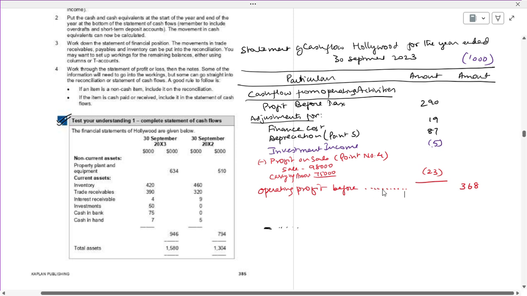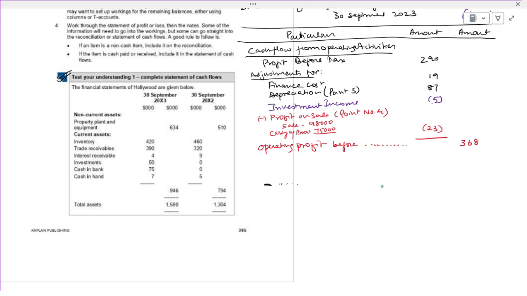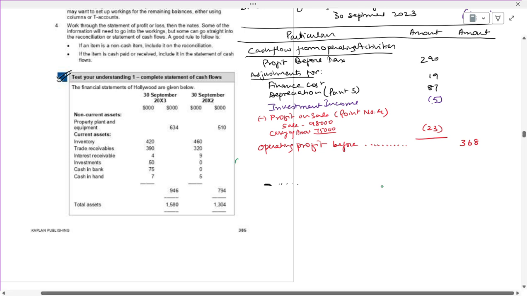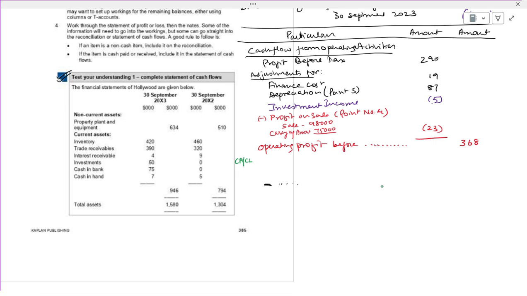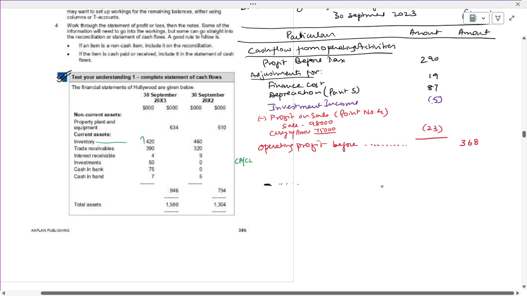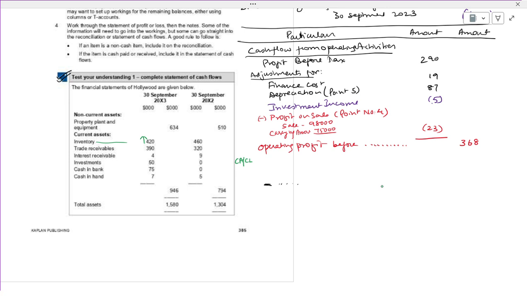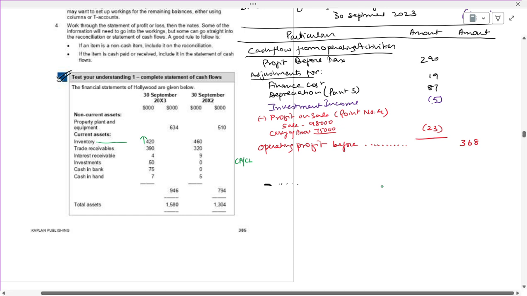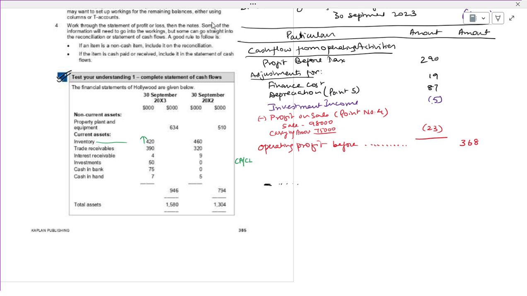Now after that, we have to take current assets and current liabilities. When you are taking them, you can write here only. This is 2002, 2003, inventory. Is inventory increasing or decreasing? How much is the difference? Decreasing by 40.